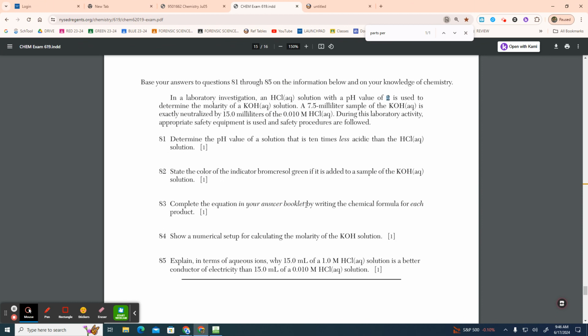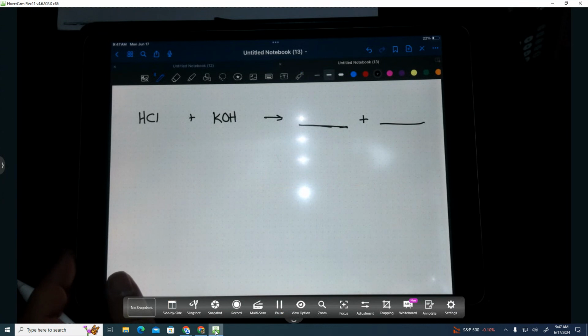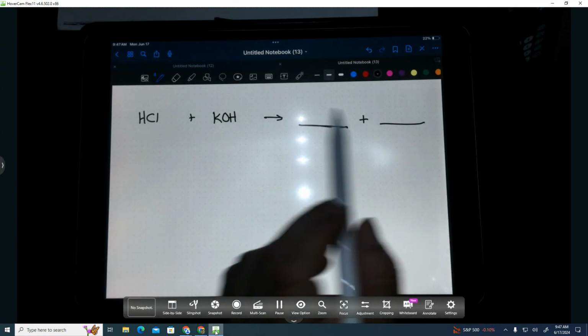Complete the equation in your answer booklet by writing the chemical formula for each product. This is what the formula would look like in your answer booklet. Let me just go to a clean page. Okay. They would have HCl and KOH, and they're going to have two blanks. This is what it would look like. Complete that in your answer booklet. What two things go here?